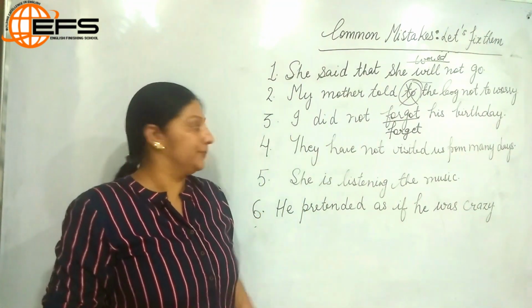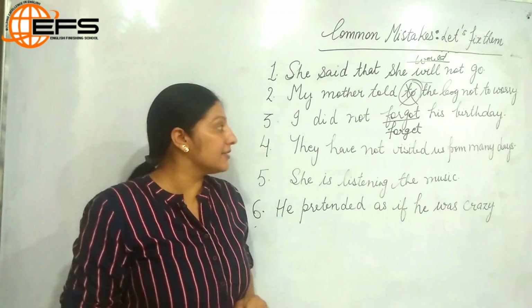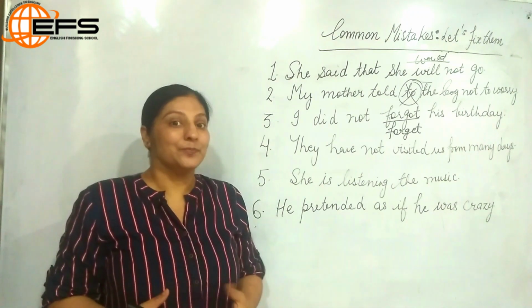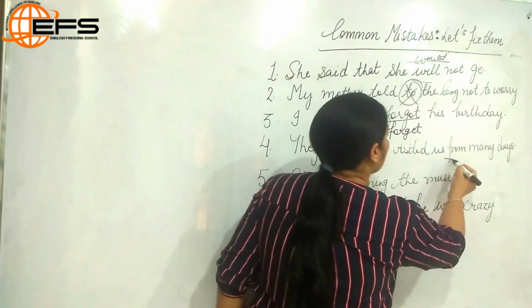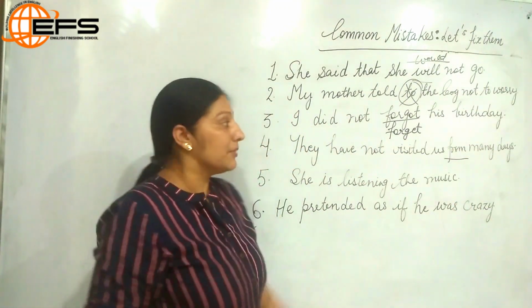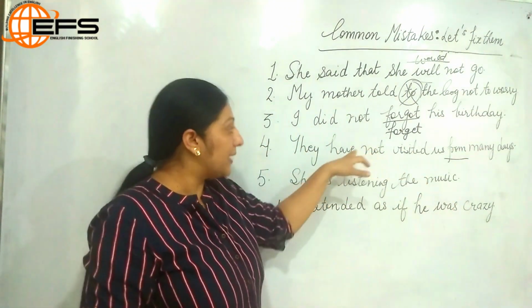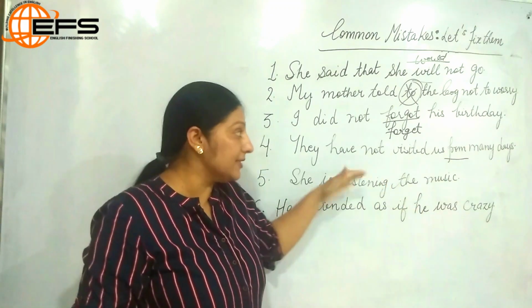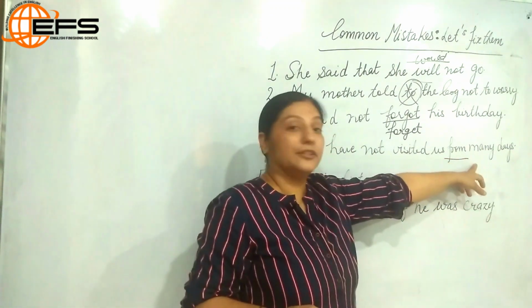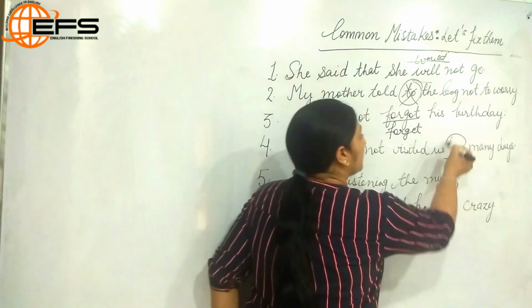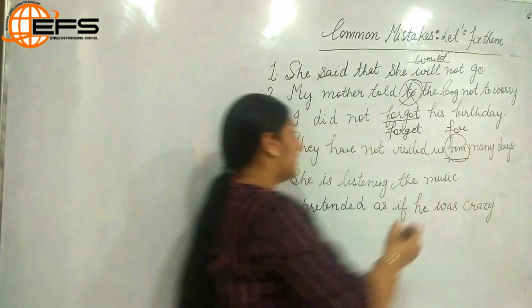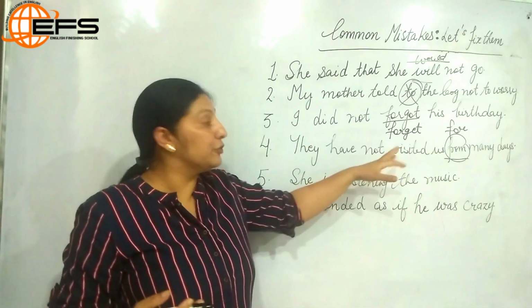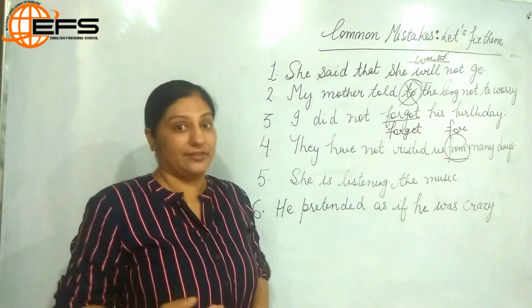Example number 4: they have not visited us from many days. Now what is the error in this particular sentence? Let me tell you, the error is in the use of preposition, that is from. Because whenever we talk about present perfect, past perfect or future perfect tenses and perfect continuous tenses, we use since and for to give reference to a period of time. So here we use many days, with many days we use for. They have not visited us for many days. They have not visited us since last Sunday. So we would use since or for, not from here in this context.